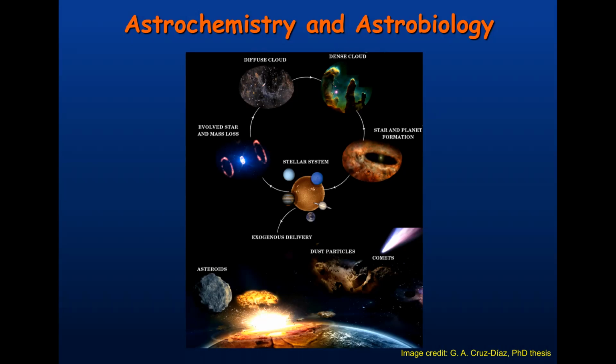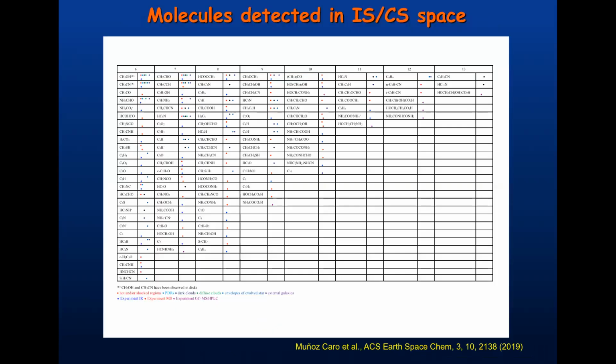The connection with astrobiology is that in this cycle, there is formation of organics, and these organics are delivered to the primitive Earth by comets and asteroids and smaller particles. So this organic material is probably related to the origin of life on Earth.